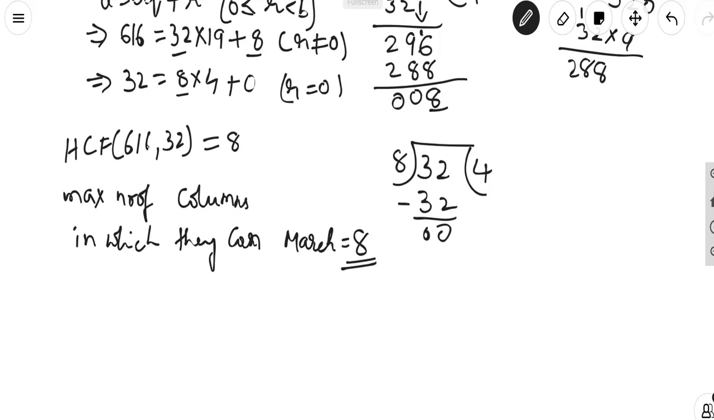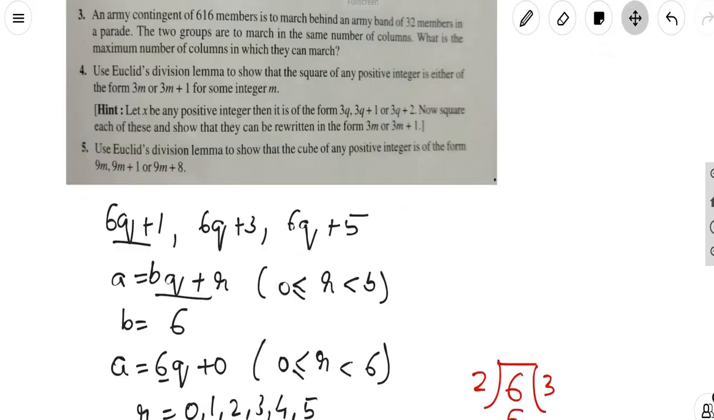Okay, problem number 3 is done. We'll go for the next problem, problem 4. So what is problem number 4? Using Euclid's division lemma, show that the square of any positive integer is either of the form 3m or 3m plus 1 for some integer m. See, this m he has given in the problem only. So m could be any integer, and he has given a hint also.